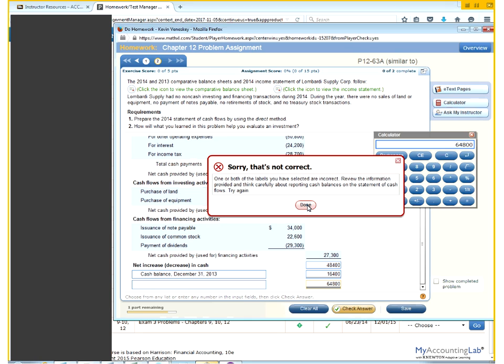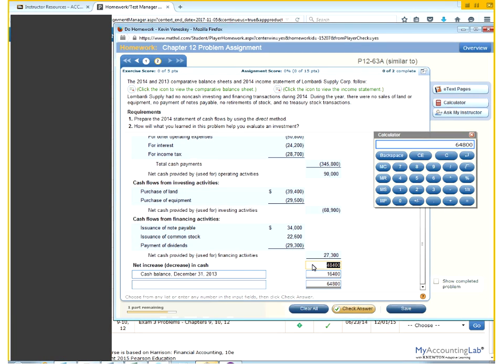Let me see what I did here. Okay, net increase in cash, 48,400. Everything seems to have worked. Let me see if I typed in something. I'll add them one more time just to make sure. Again, 90,000 minus 68,900 plus 27,300. 48,400, that's an increase in cash, good. I had beginning cash of 16,400.